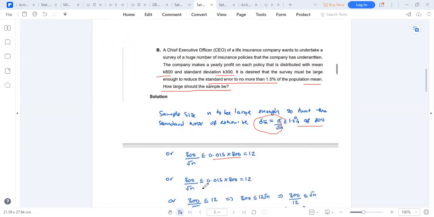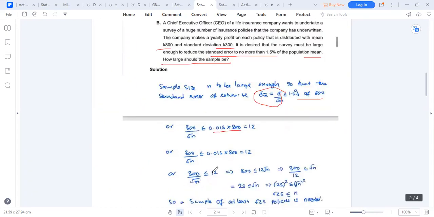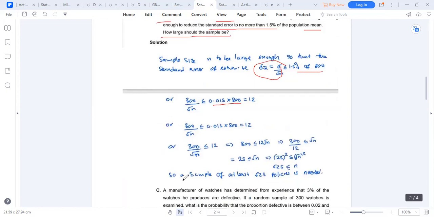Then when you calculated that, cross multiply, this comes here and this comes there. So we're going to have our 12, we divide on both sides, 12 into 300, the square root of n. So 12 into 300 is 25. Then you square on both sides. 25 squared on both sides. So you're going to have n.